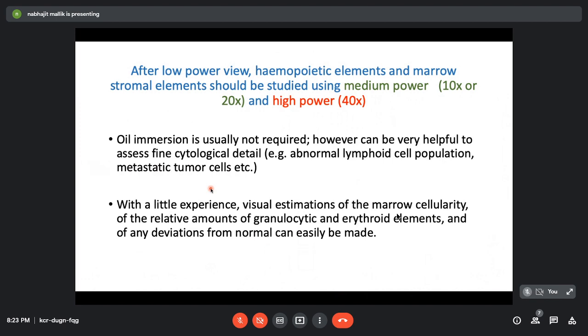With a little experience, the person who is examining the bone marrow can have visual estimations of the hypercellularity, of the relative amounts of the granulocytic and erythroid elements, and if there is any deviation from normal, that can be easily made with some experience.